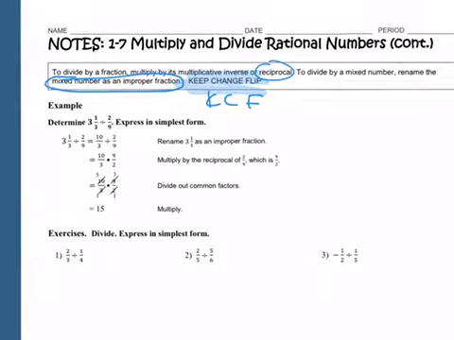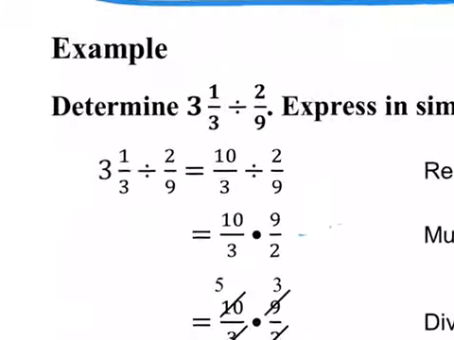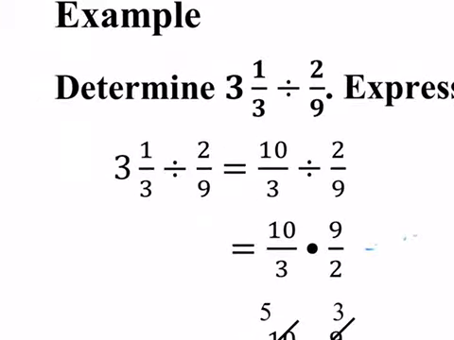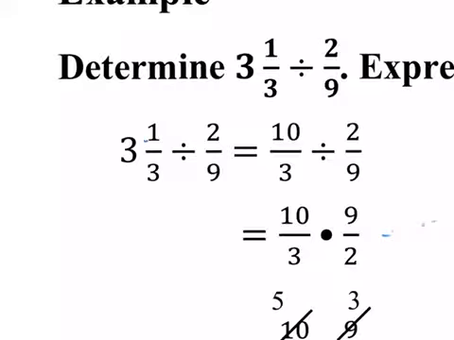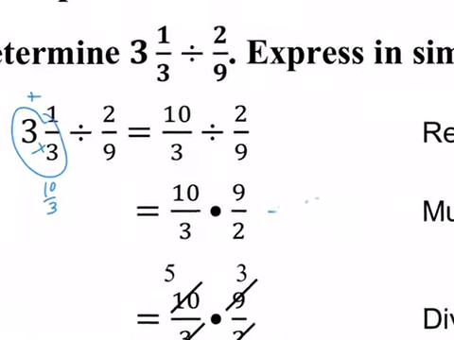Okay, Casey. So look at this first example. 3 and 1/3 divided by 2/9. So I have to change the mixed number first. I have to turn it into an improper fraction. How do we do that? 9 plus 1, that'd be 10 thirds. Good. I multiply and add. So 3 times 3 is 9, plus 1 is 10 thirds. That's where that 10 thirds came from.